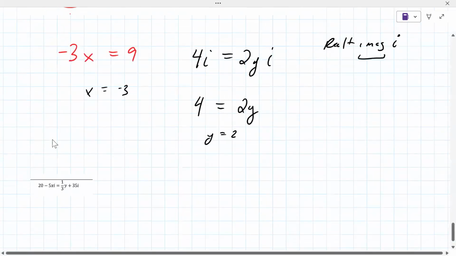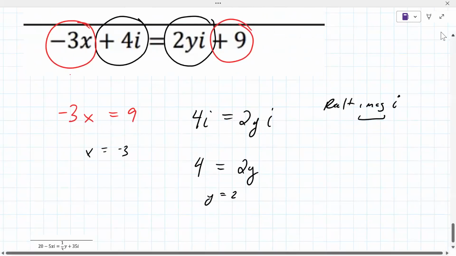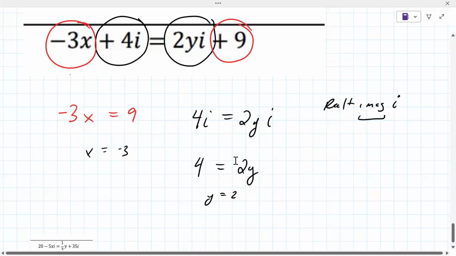Wait, would you add the i's back in the final answer for the imaginary part? You're solving for x and y, so you're not rewriting them. When you set it equal to 2y, yeah, the i's do go away. They're not canceling though. It's like the coefficient equals the coefficient. Got it.